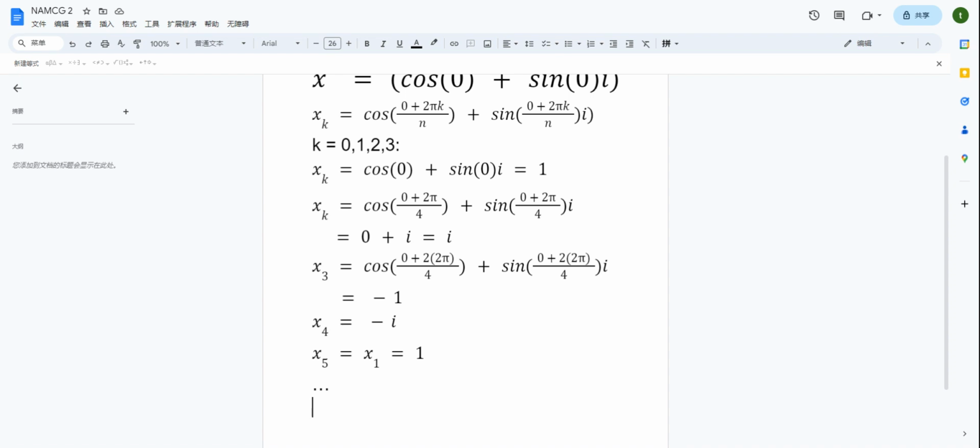For example, if there are 5 solutions, then they are separated 72 degrees. If there are 6 solutions, the solutions are separated 60 degrees from each other. And if there are 8 solutions, they are separated from each other by 45 degrees.